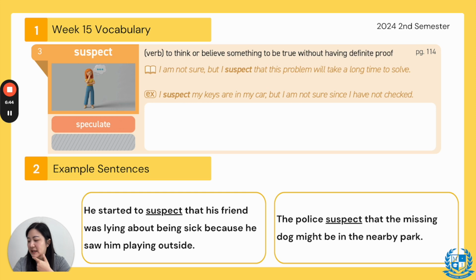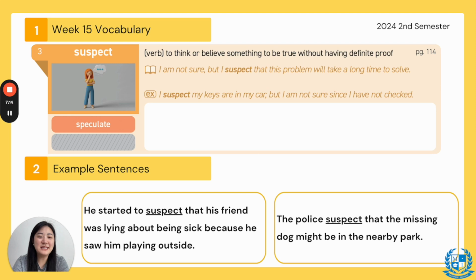So you're like, I lost my keys, but I wonder where it is. Not here in the house. Maybe it's in the car. I suspect it to be in the car. Down here, it says, he started to suspect that his friend was lying about being sick because he saw him playing outside. So we're not quite 100% sure if it's a lie or not because we just saw him out there. He may be sick and playing, or maybe he's definitely just lying.